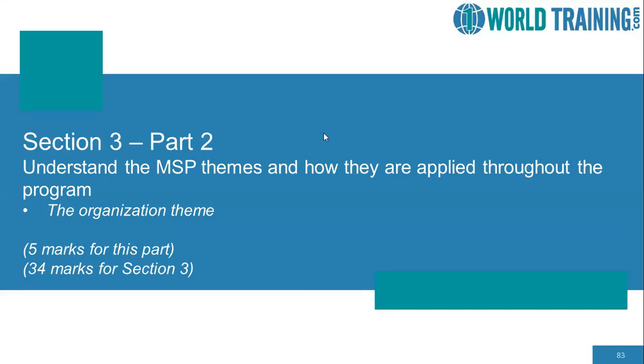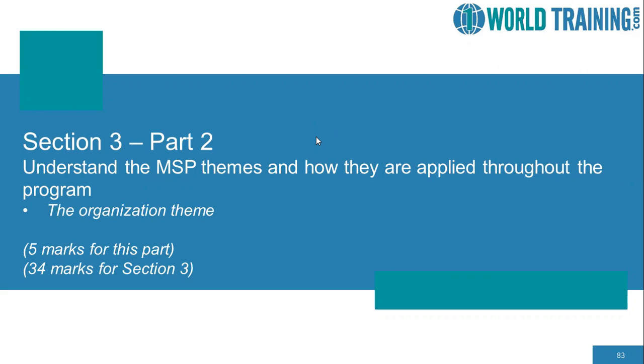Hello and welcome to Section 3, Part 2 of MSP Foundation Certification Training. This section is about the organization theme. Section 3 is about the themes, and the previous Part 1 was about an introduction to the themes. Now we begin with individual themes from Part 2 until Part 8, because we have 7 themes.